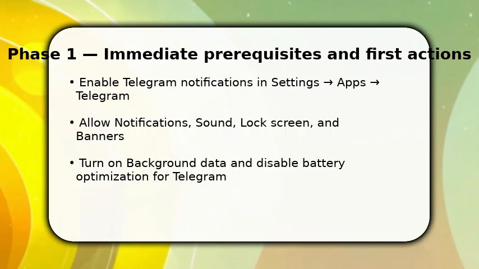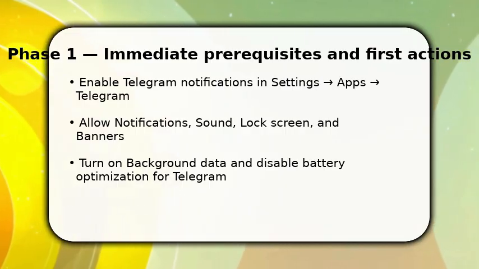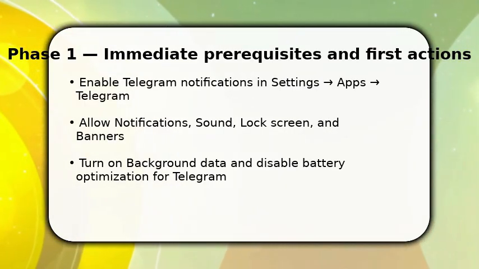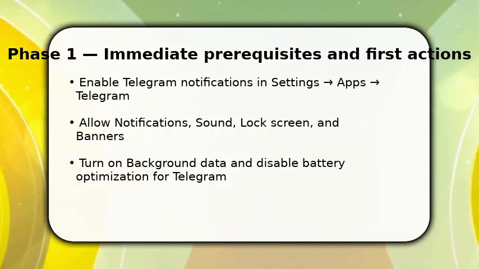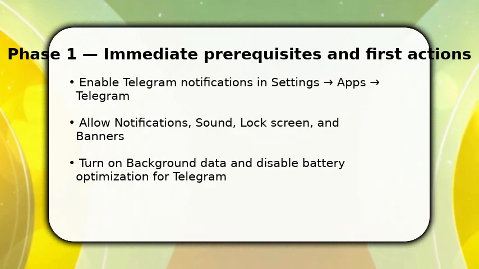Also, disable battery optimization for Telegram. Otherwise, the system may suspend the app. These steps let the app receive push events reliably and are the foundation before deeper troubleshooting.